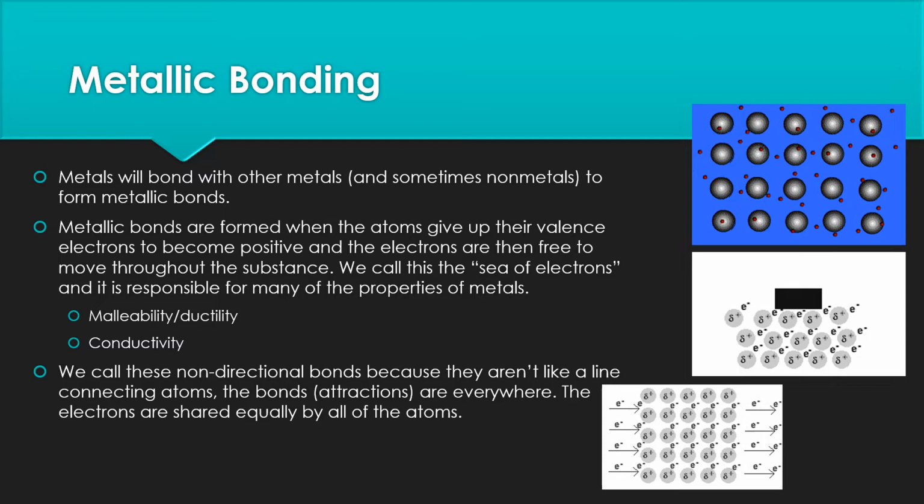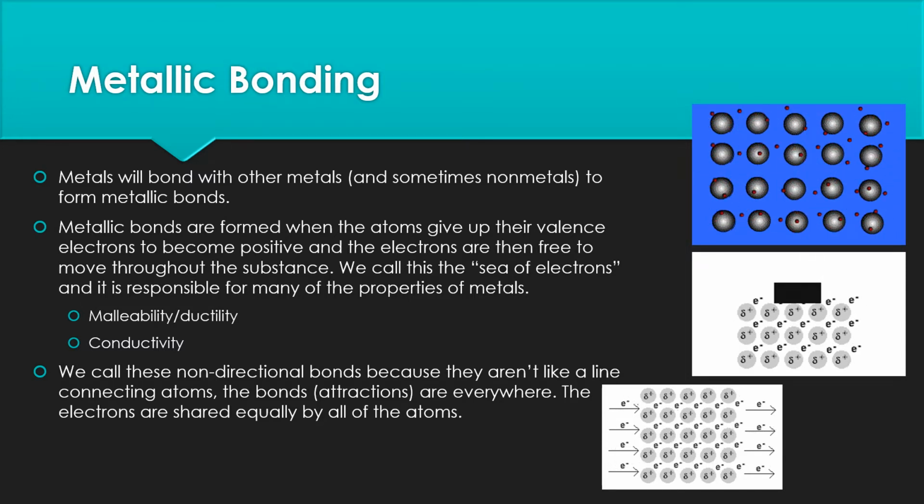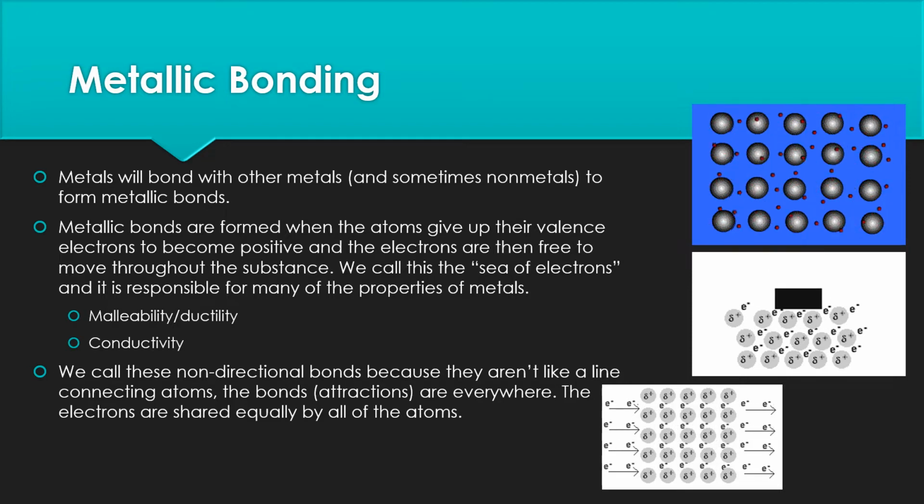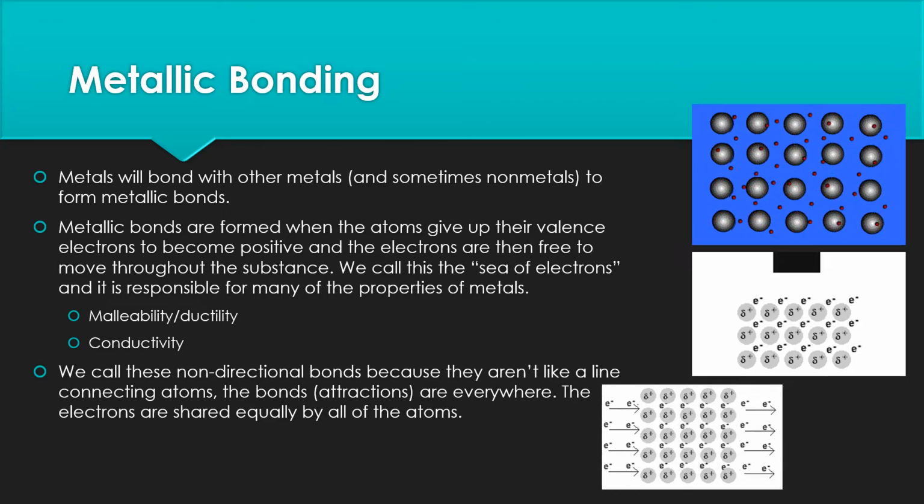This allows for the first property, which is malleability or ductility. Metals are malleable, meaning they can be squished or molded into different shapes. They're also ductile, so we can feed them into smaller and smaller diameter tubes and stretch them into wires. Their ability to stretch and squish like that is based on the sea of electrons.